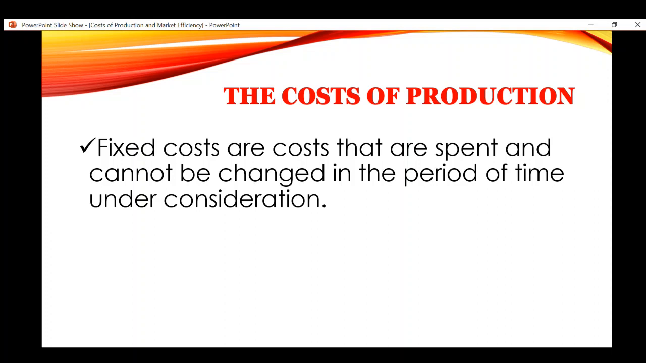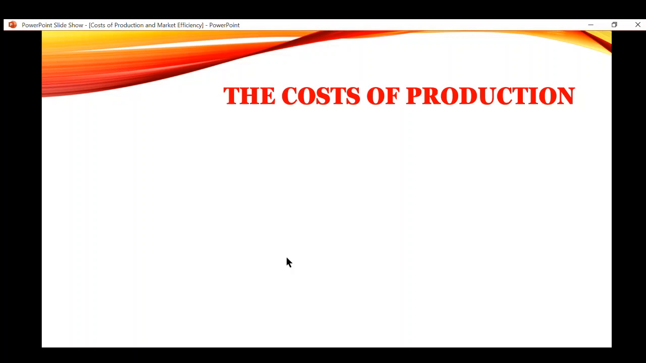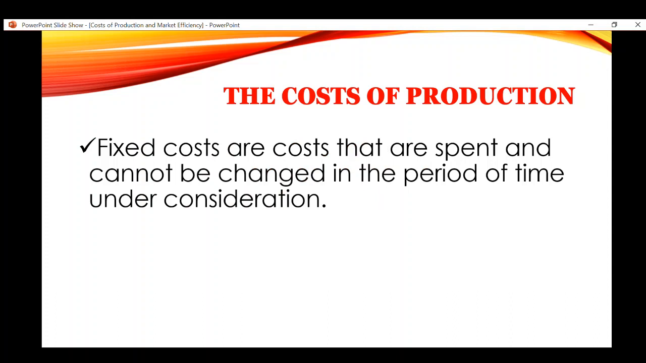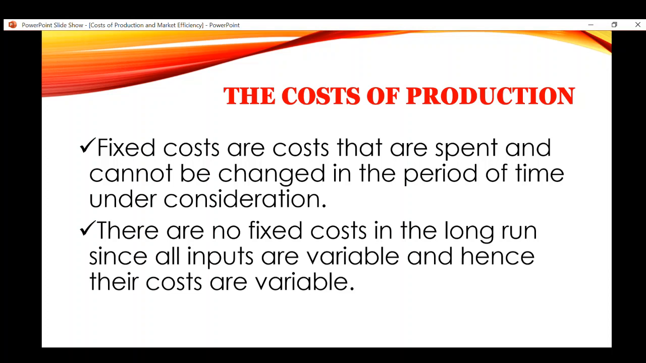So for the costs of production, here we have fixed costs. So these are costs that are spent and cannot be changed in the period of time under consideration. As you can recall, diba, pag fixed siya, it remains the same regardless of your production. There are no fixed costs in the long run since all inputs are variable and hence their costs are variable because we are now more flexible in terms of our input, so it tends to become variable.